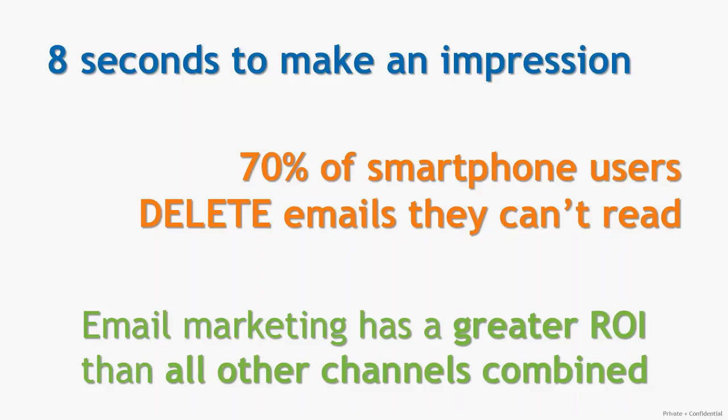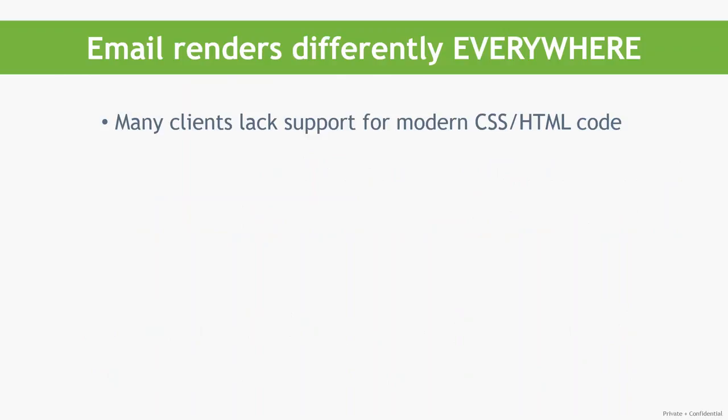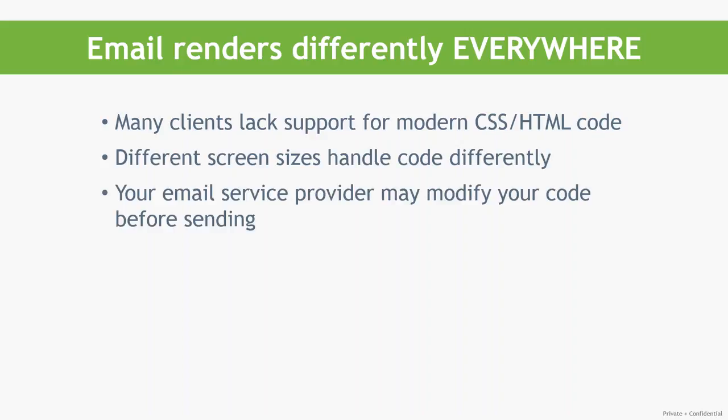But why is it that email is so difficult, other than needing to check and double check things from the very basics? Unlike the web, many email clients lack support for modern CSS and HTML code. We also know that desktops, laptops, smartphones, tablets, people are reading email all over in all kinds of different email clients and devices, and different screen sizes handle code differently. We also know that your email service provider, your ESP, may modify your code a little bit before you send it out.